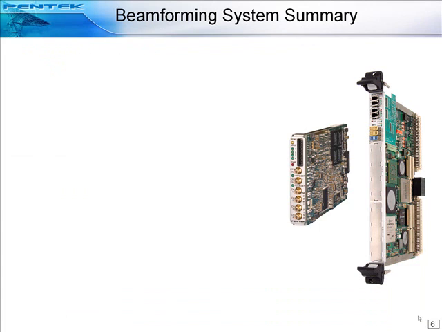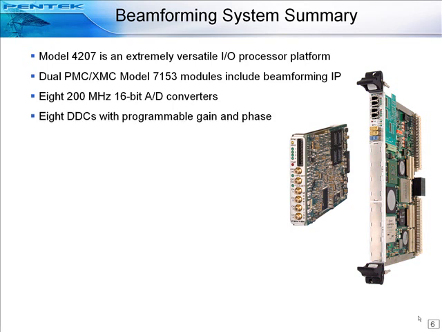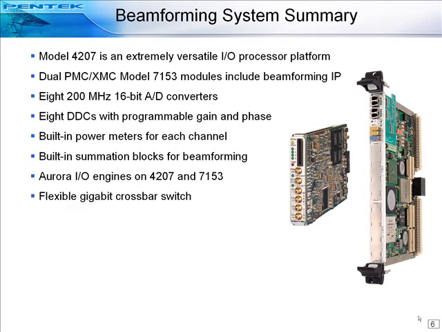In this system, you can see the Model 4207 is a very versatile platform for the two 7153 PMC-XMC modules. Together, they provide 8 200 MHz 16-bit A to D converters, 8 digital down converters, built-in power meters, built-in summation blocks for beamforming, and Aurora I/O engines in both the 4207 and the 7153 to support the propagation of the sum. The flexible crossbar switch in the 4207 provides just the right interconnects to support the required signal flow paths.